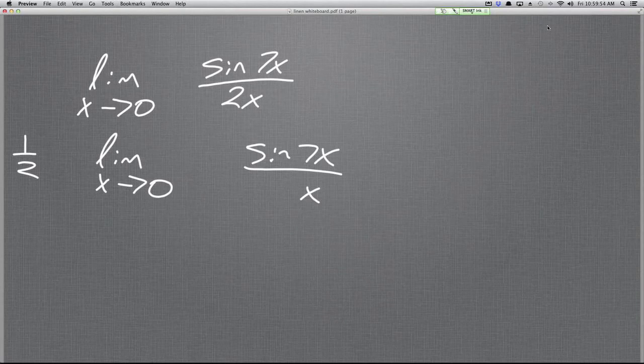Put a 7 on the bottom. And if I'm going to put a 7 on the bottom, where else do I have to put a 7? A 7 on the top. And the one that I don't want on the inside, let's just go ahead and put it outside.